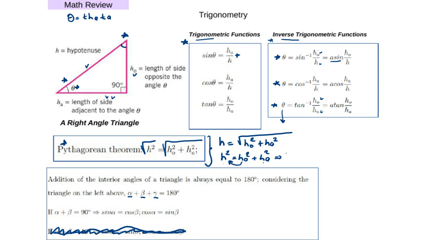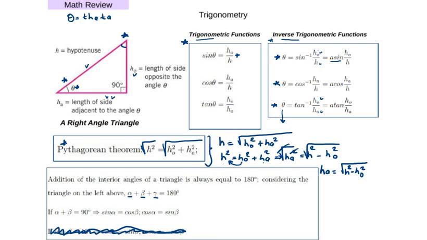I will rearrange my equation here. Starting from here, H squared is equal to H0 squared plus HA squared. I want to leave this guy alone, so I take this to the other side. It goes as minus because it's plus here. I will have HA squared is equal to H squared minus H0 squared.